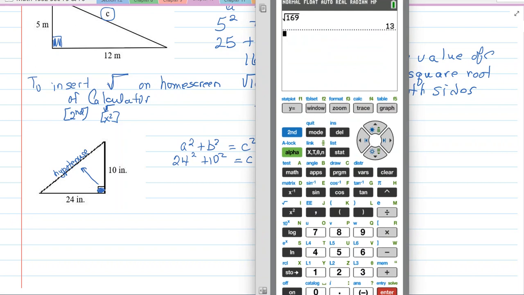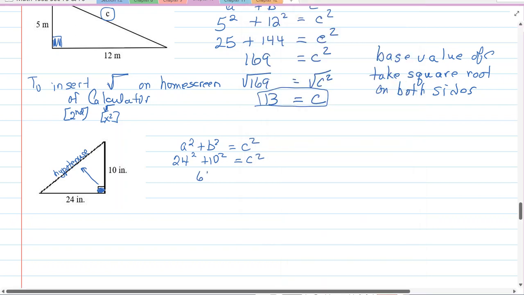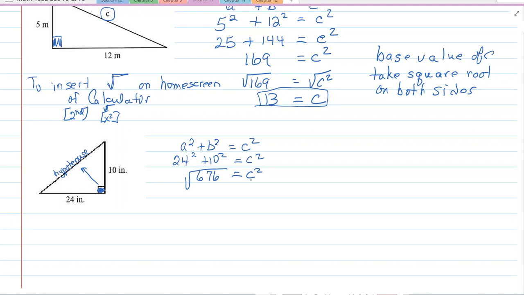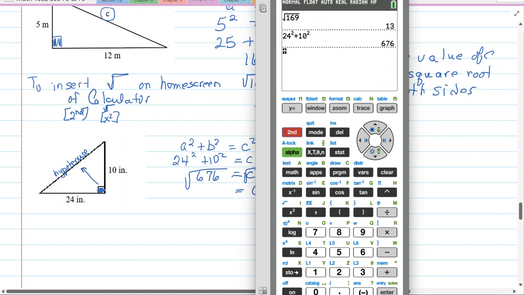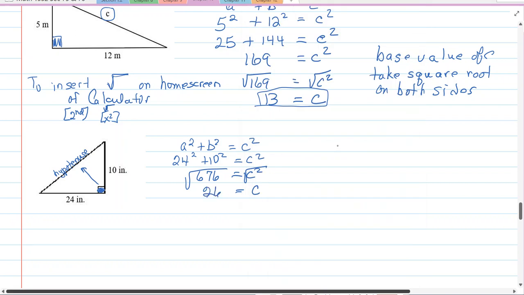Put both of those in my calculator. 24, and that's an x squared, and I'll put 10 x squared equals 676. Equals c squared. Now remember, we have to take the square root of both sides. Now this is c, and now we're going to do the calculator. Get 26. So c equals 26.